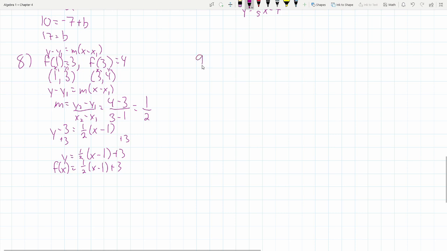Alright, we're going to do the same thing with number 9. So we have f of negative 3 equals 5, and f of 3 equals 5. Write this out as an ordered pair, so negative 3, 5, and 3, 5.